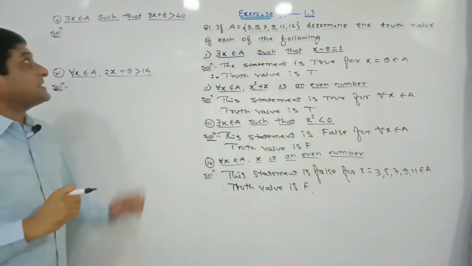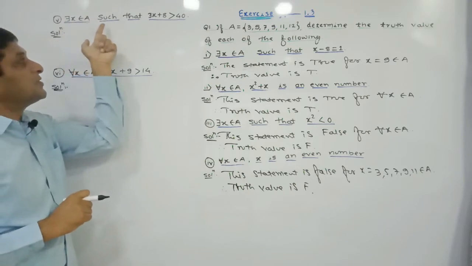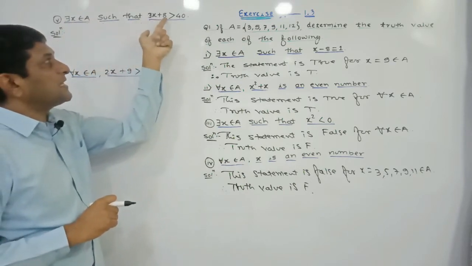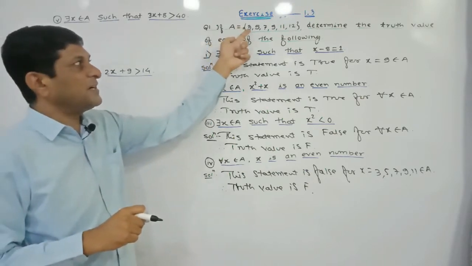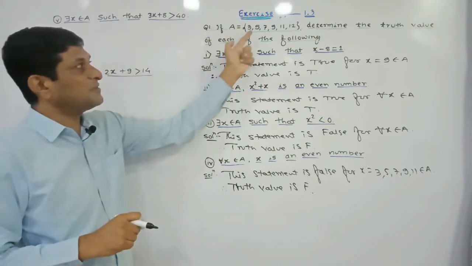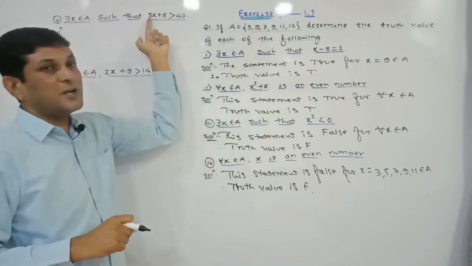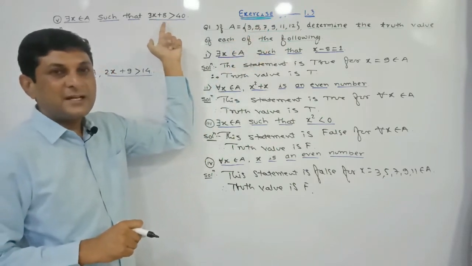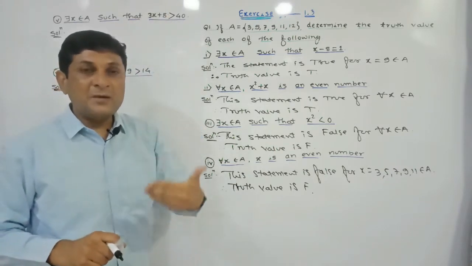Now observe the next example. In the next example, what is the statement? There exists x belonging to A such that 3x plus 8 is greater than 40. So here we can observe that definitely this condition is not satisfied for 3, 5 and 7, because 7 into 3 is 21, 21 plus 8 will be 29, which is less than 40.